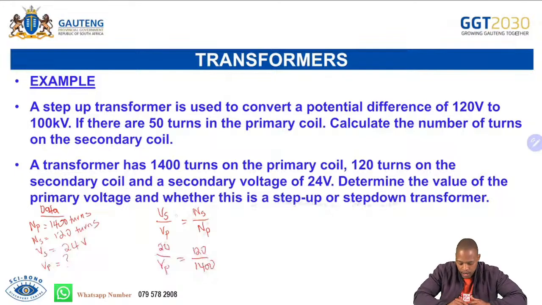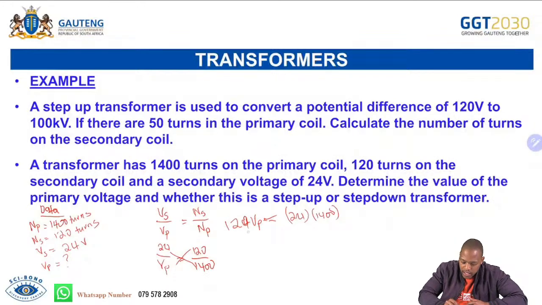But we'll see as we continue how we could have determined whether this is a step up or a step down transformer. So from here, what do we do? The cross multiplication that we're talking about. So we have Vp times 24. So it's going to be 24 Vp, which is equal to, right? Not 24, but 120 Vp, which is equal to 24 multiplied by 1,400. And to get the Vp, I should divide by 120, divide by 120.